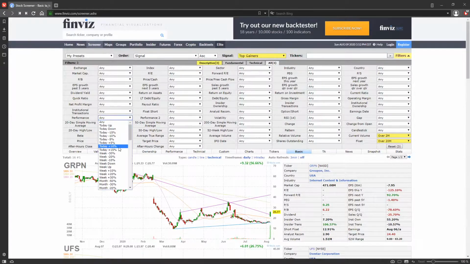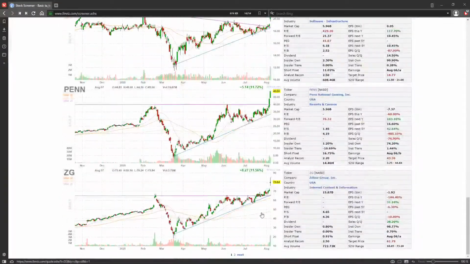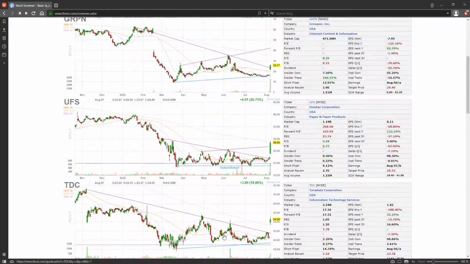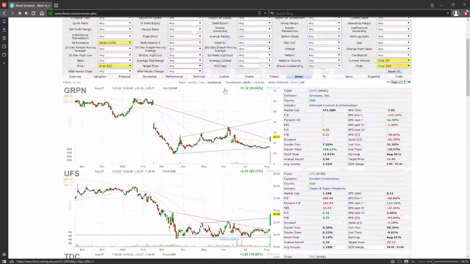And then I like to get the performance to, where's that performance? That weekly. And now we're back to 2. So now we have 2 pages from 6. It's not bad. So now I just strictly look at the chart and see what's going on.